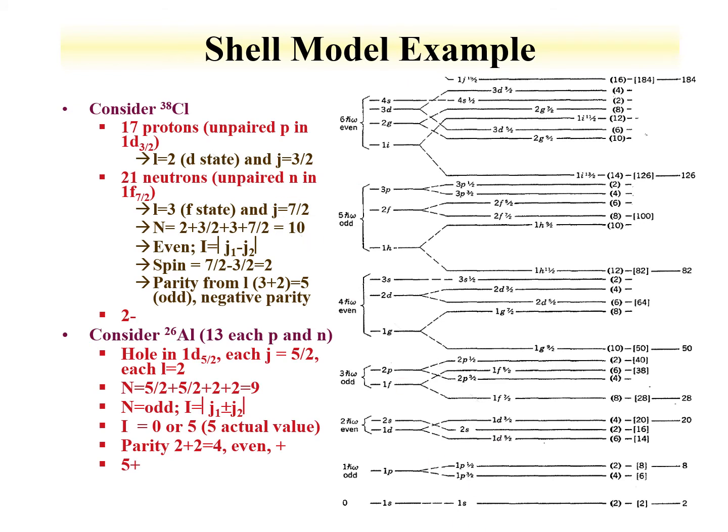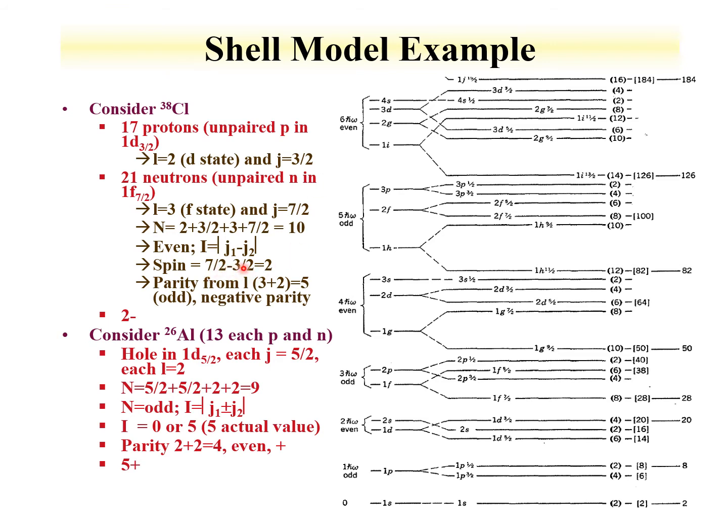The 21st neutron, there's 20, 21, is here in the 1F 7/2 state. So L is 3 for the F state, J is 7/2. So the Nordheim number is just 2 plus 2 plus 3/2 plus 3 plus 7/2. That's equal to 10. That's an even number, so the spin is just going to be the absolute value of the difference between 7/2 and 3/2.